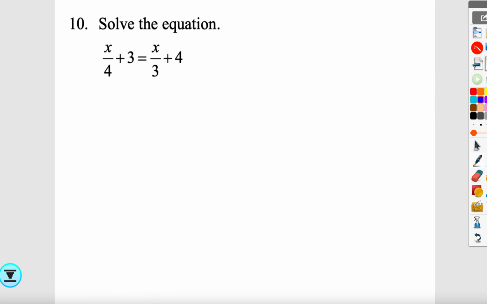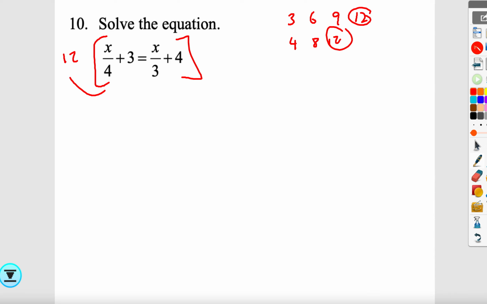Number 10. Same thing as before, but now not all of them are fractions, right? We have only 3 and 4. So find the LCD for these two. 3, 6, 9, 12. I think it's going to be the same as before. Yep, the 12 works. So we're going to multiply this by 12.